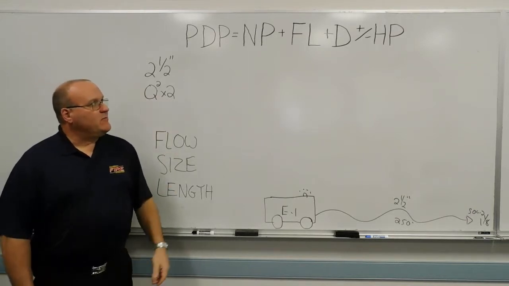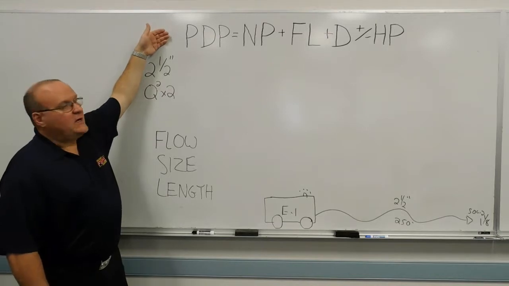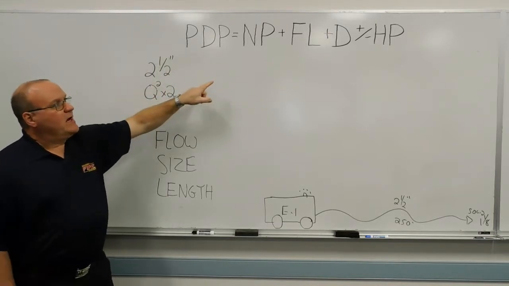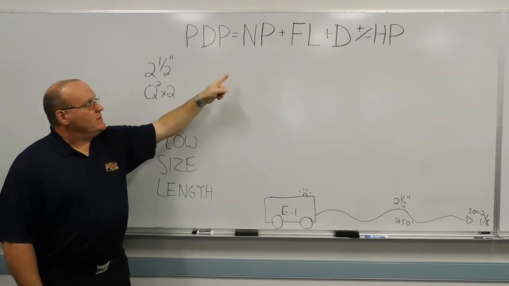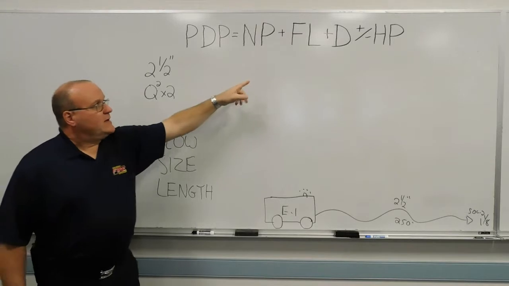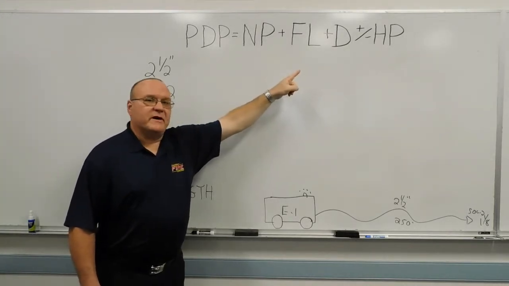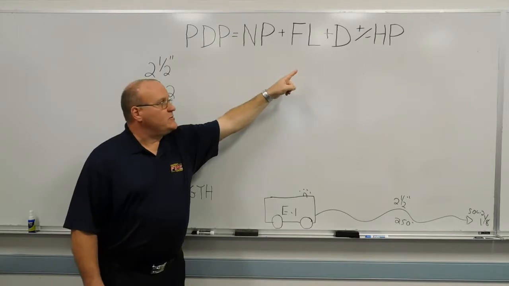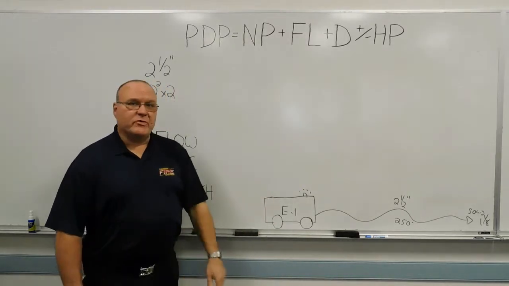So the first thing that we want to do, we use our pump discharge pressure formula that we see above here, and we want to account for all four elements that we would have in the attack line. In this case, being an attack line, the first element is going to be a nozzle pressure. The second element is going to be the friction loss on the hose line itself. We would have any devices in the line, we would account for those. And if there were any elevation changes up or down, we would account for those through the head pressure.